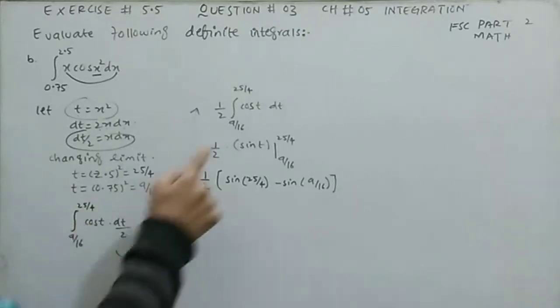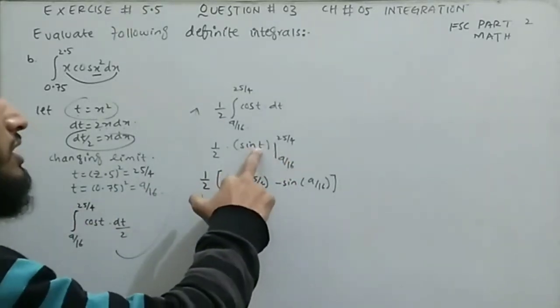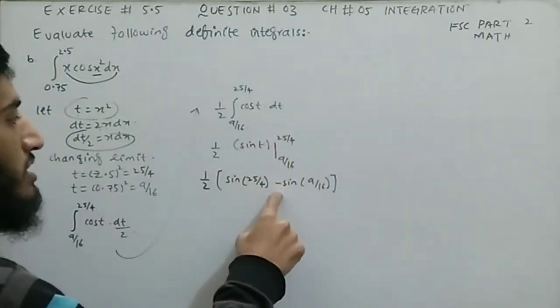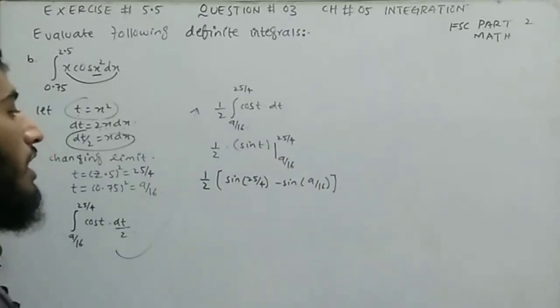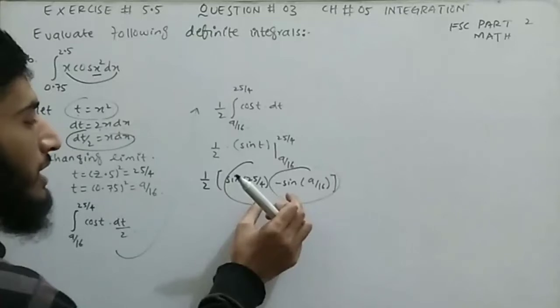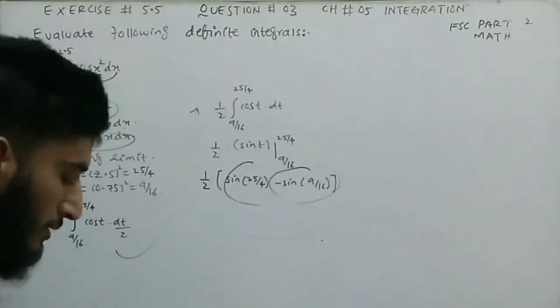Now 1/2 is a constant, so we write it outside of the integral, and the integration of cos t is sin t. Now applying the upper limit and lower limit, first put the upper limit over here, then put a negative sign and put the lower limit over here. Now when you put these two values in the calculator and divide the difference of these two values by 2, it will give us the exact answer.